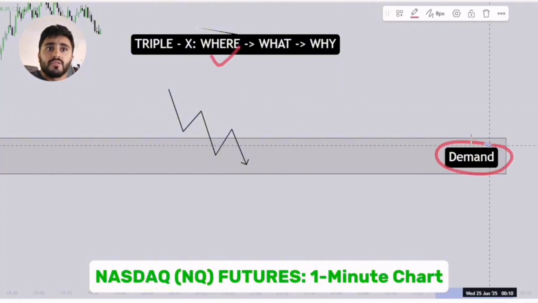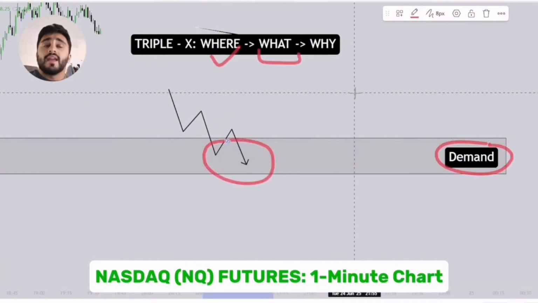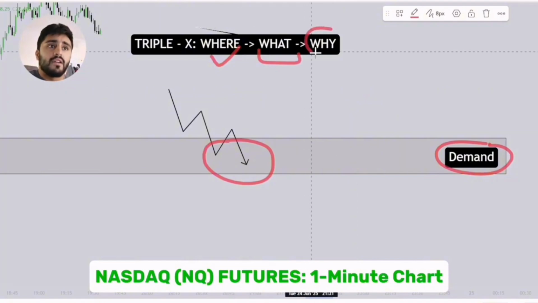So once you know where to trade from, i.e. you have this demand zone, you know what you're looking for. So buyers and sellers, you want to know what's going on over here. In this video, we're going to be focusing on the 3rd and final step of the triple X model. And so the triple X model is basically the why.